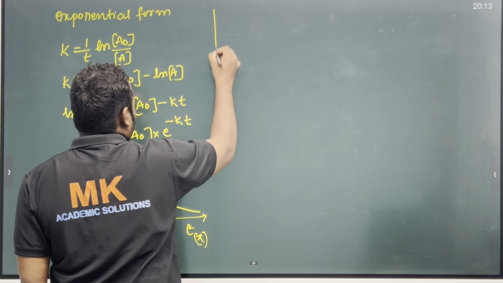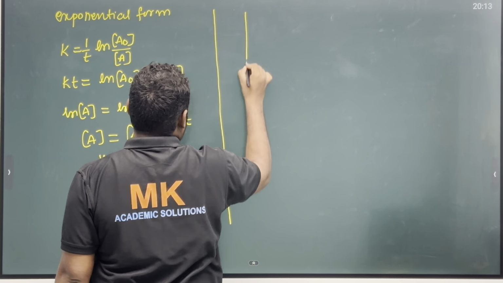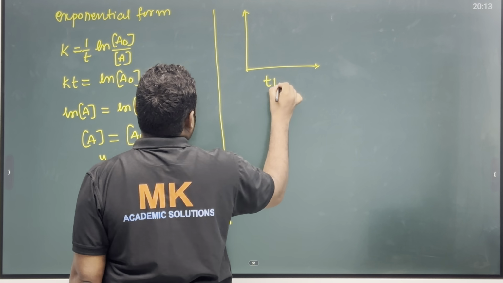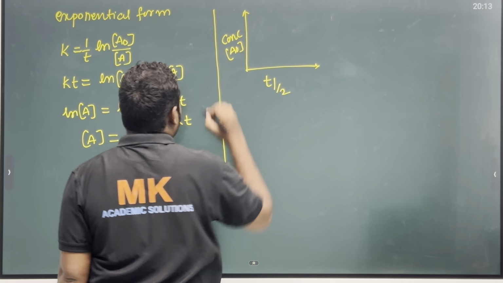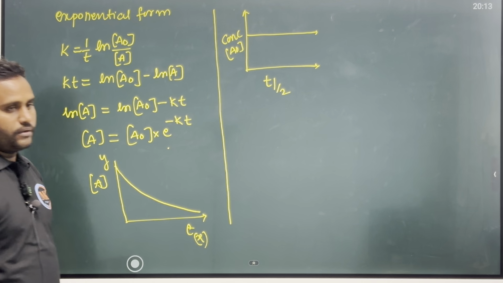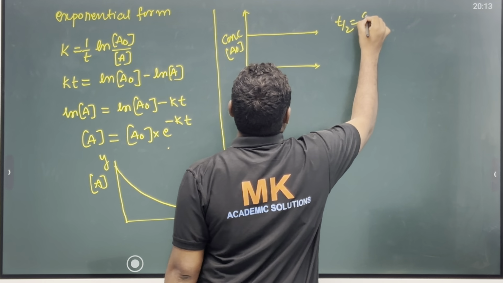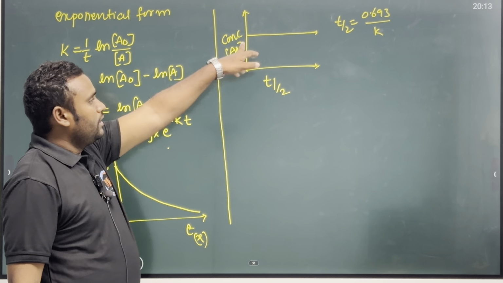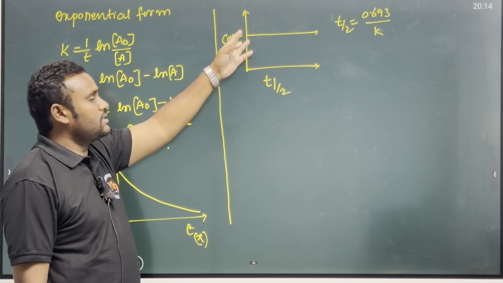Now let us see the half life versus concentration. Let us draw another graph, t half versus initial concentration. t half does not depend on the initial concentration. We already know t half is equal to 0.693 by k. So there is no initial concentration term here, that's why t half does not depend on the initial concentration.